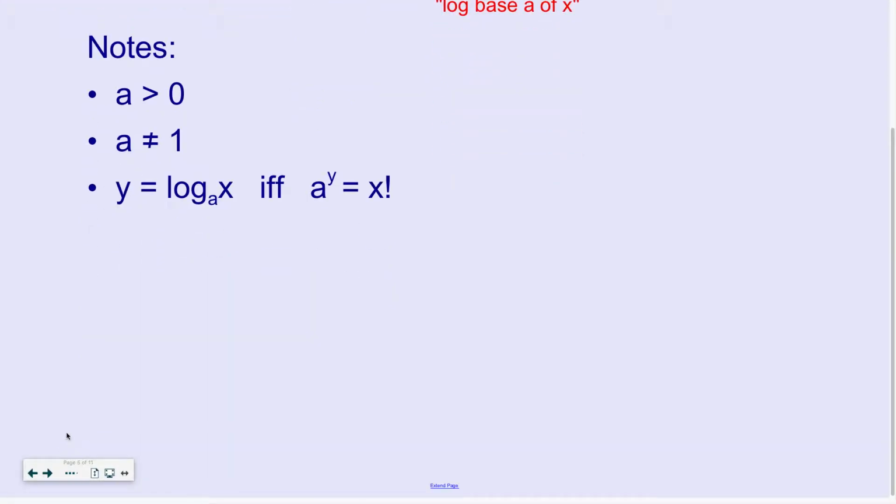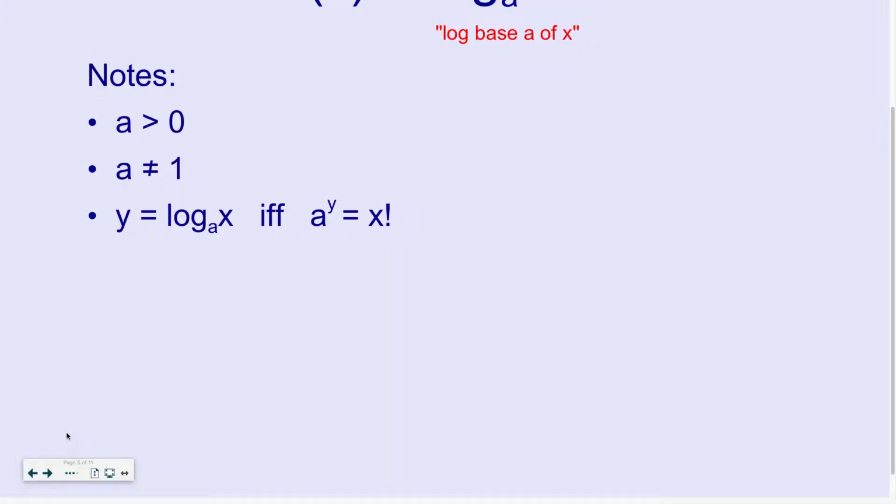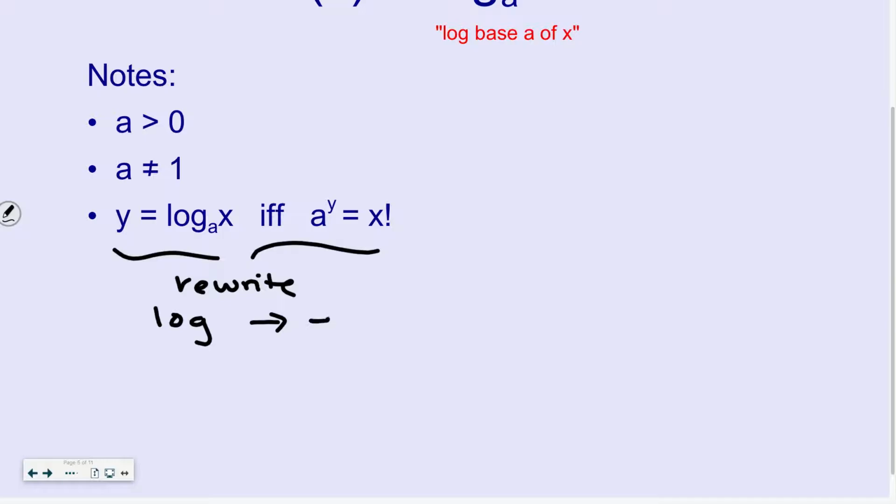The last bullet point that I have right here can be really helpful for rewriting. Okay, so it's going from log to exponent form, but I could really look at it either way, and I could take something in exponential form and write it as a log. Okay, so I can go in and out of either form. So that's what we were practicing on the previous slide with the numbered equations. Y equals log base a of x, but that implies that a to the y equals x, so y is the exponent.